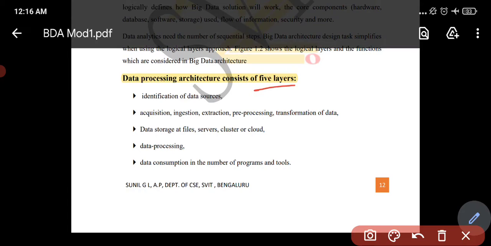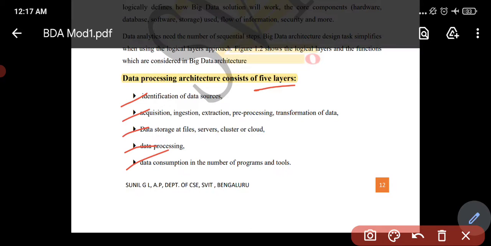So for designing a big data architecture, we have 5 different steps: identification, acquisition or ingestion, data storage, data processing, and data consumption. Say for example, you have food. Take a scenario where you eat the food. So that is a scenario. How can we divide that into different parts or different layers?